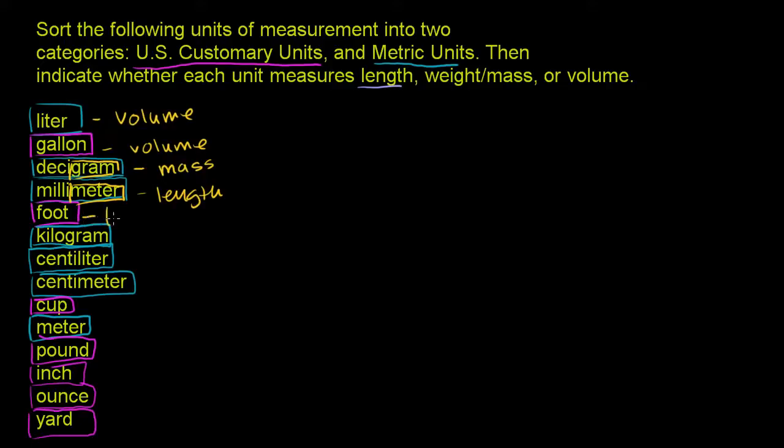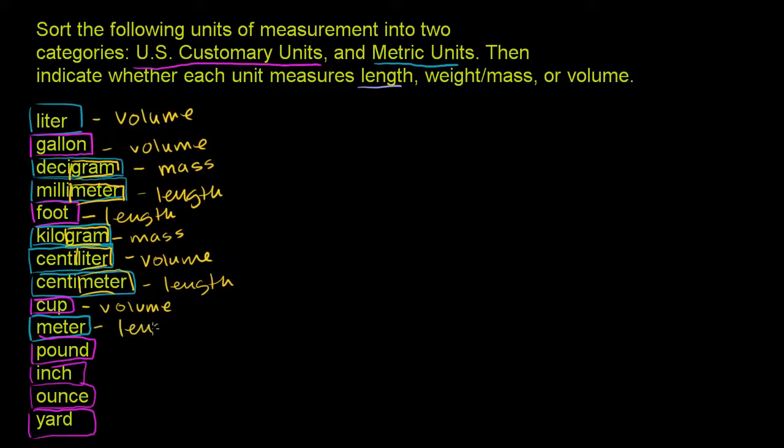Foot, that is also a unit of length. Kilogram, that just means 1,000 grams. Kilo means 1,000. Gram, we already said, is a unit of mass. Centiliter, that means 100th of a liter. Liter, we already figured out, is a unit of volume. Centimeter, we already figured out. Meter is a unit of length. Centimeter means 100th of a meter. So this is a unit of length. Cup, we've seen multiple times already. It is a unit of volume. How much space does something take up?